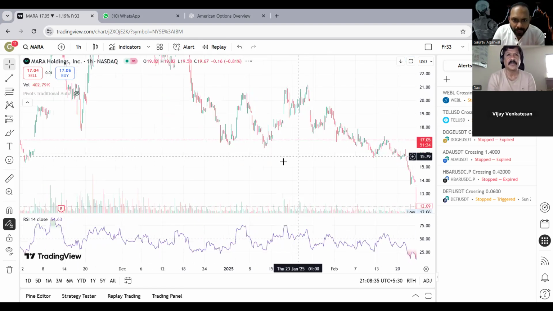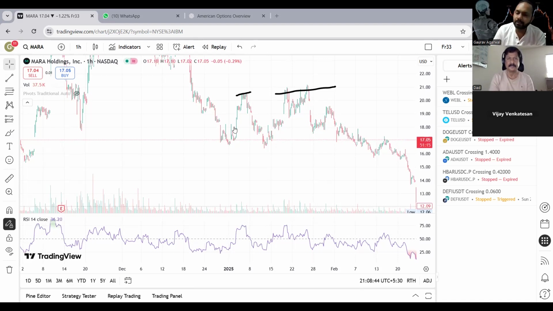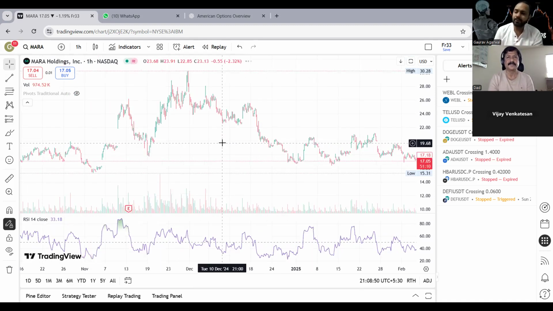So here also you can see the double top here, right? So like this, you can zoom in on the chart and try to practice it. Once you practice it now, then only you will get hands-on.